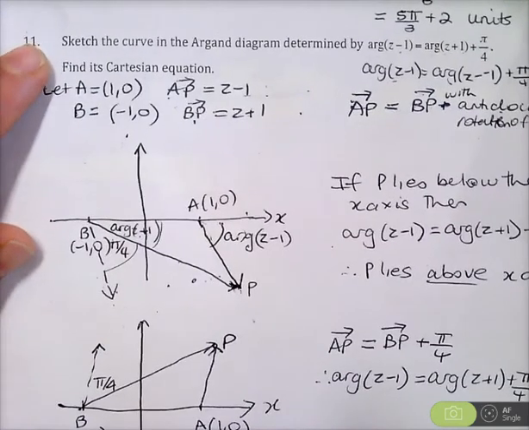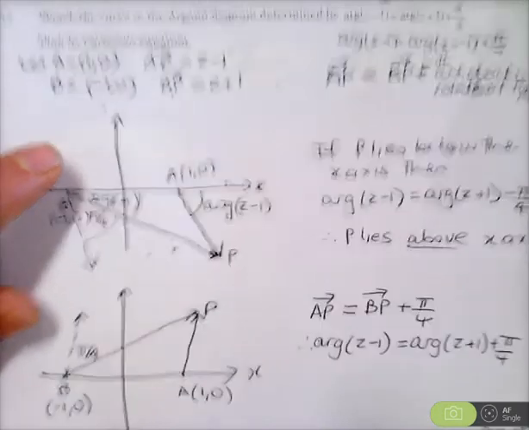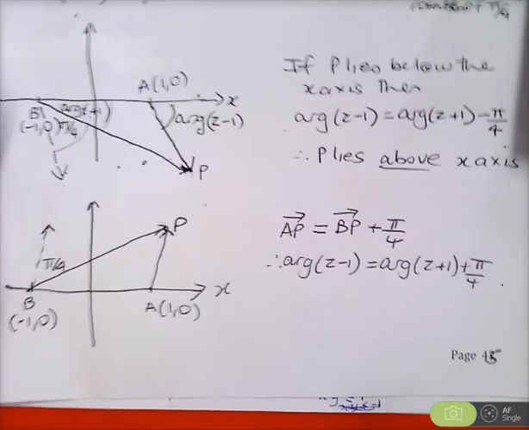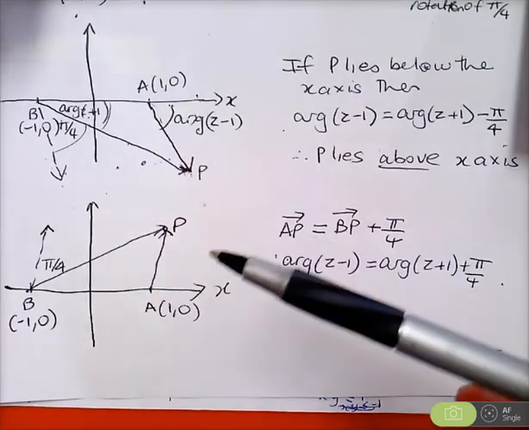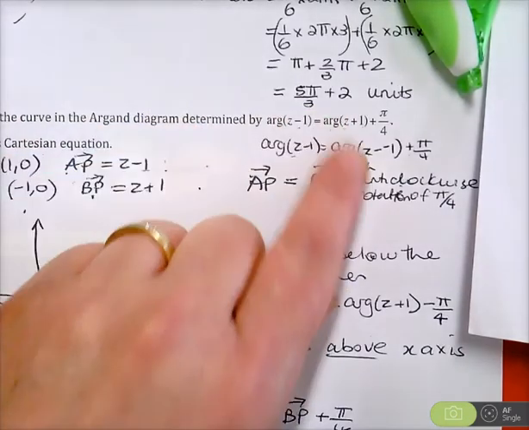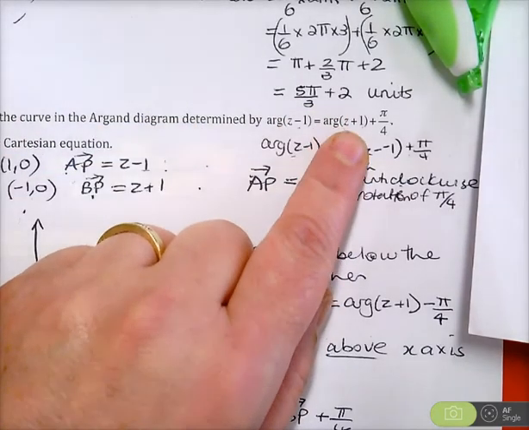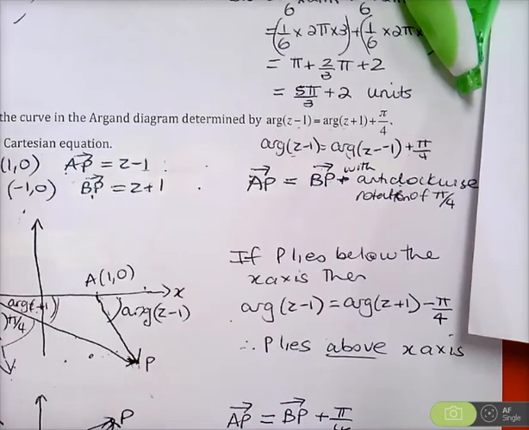Sketch the curve in the Argand diagram determined by that and find its Cartesian equation. We're still nowhere near finished. So what we're trying to do is see if P lies above the line or below the line. We're just trying to interpret what this means. Do you think we're getting the idea of this? This vector plus pi on 4 should give me the same direction as that vector. That's what that means, okay?